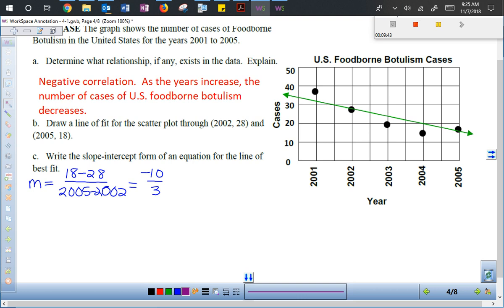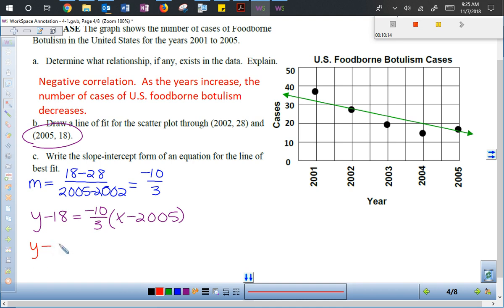So now I just choose an ordered pair and go from there. I'm going to choose this one, and I'm going to say y minus y sub 1 equals my slope times the quantity of x minus x1. So y minus 18 equals negative 10 thirds times the quantity of x minus 2005. Now to solve, all I need to do is distribute and add.